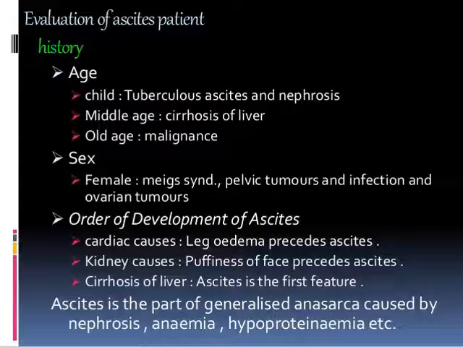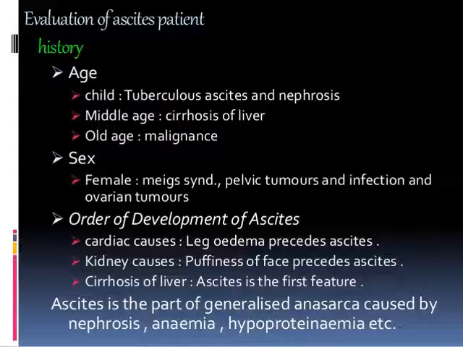How to evaluate a patient with ascites? First, clinical evaluation depends on history taking, general examination, local abdominal examination, then investigations. History, the most important items: age, sex, and order of development of ascites. Age: in childhood, we should think about tuberculous ascites and nephrotic ascites. In middle age, we should think about liver cirrhosis. In old age, we should suspect malignancy.